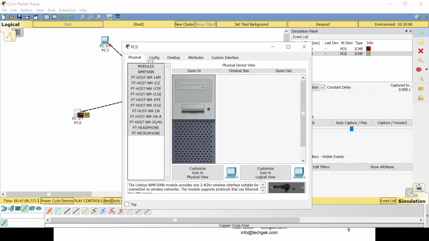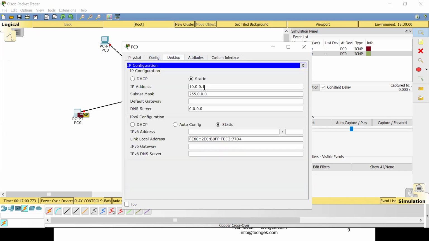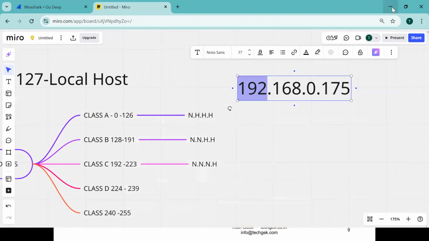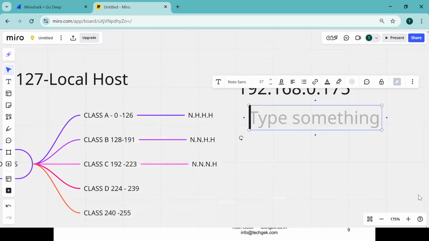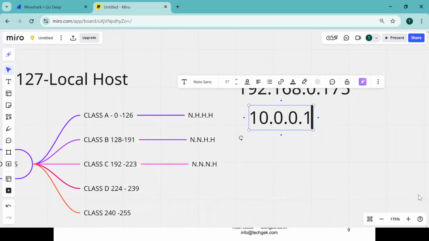Now what is this IP address? The IP address for this computer is 10.0.0.1. So if I say this is an IP address, we have it here. If I have another IP address as 10.0.0.1, can you tell me which class it belongs to? Class A, class B, or class C? So this belongs to class A. Correct. These are class A IP addresses.